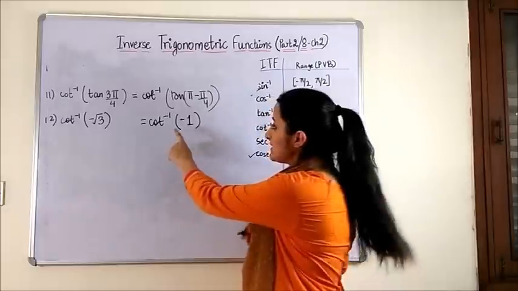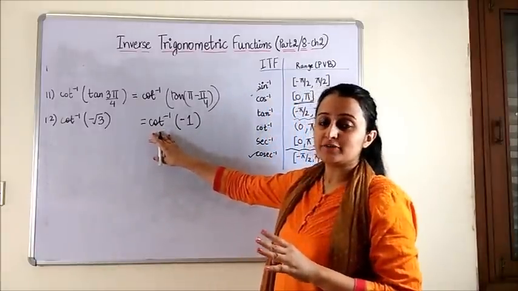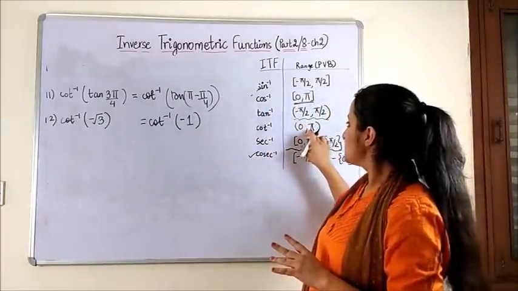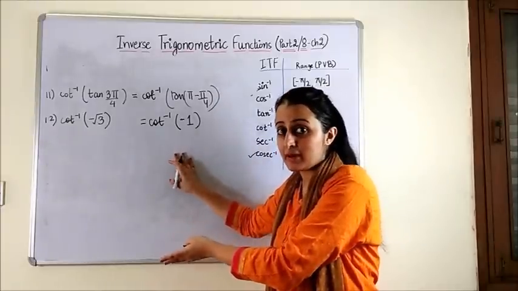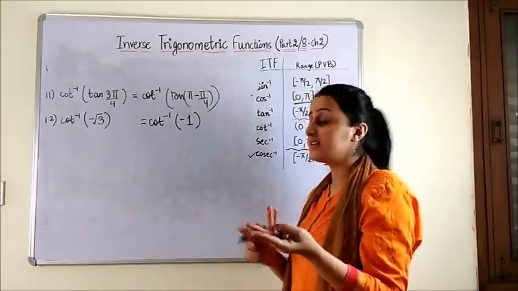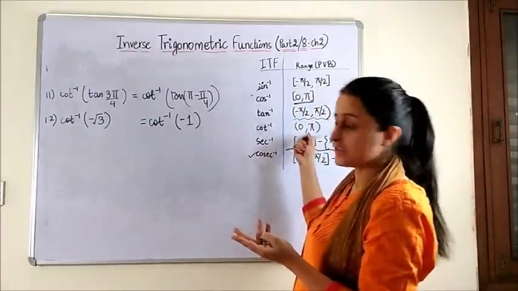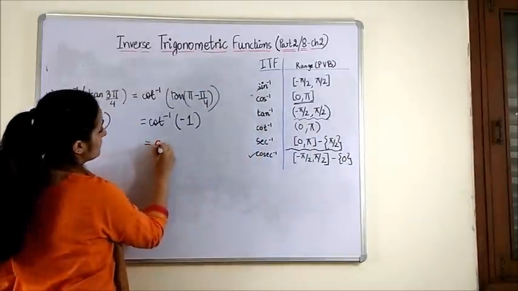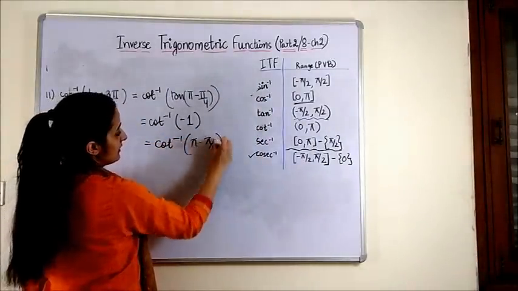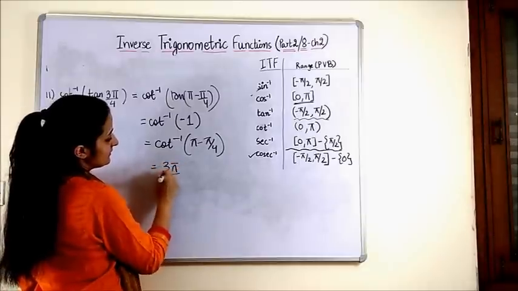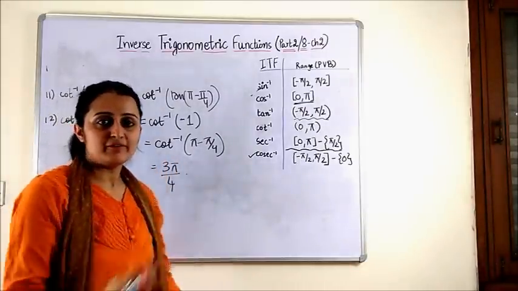Now this time, once again, since the principal value branch for cot inverse lies between open 0 and pi, I cannot just say the direct answer is minus pi by 4. You have to reduce it to this branch. What we do is, we change this to pi minus pi by 4. This is 3 pi by 4.